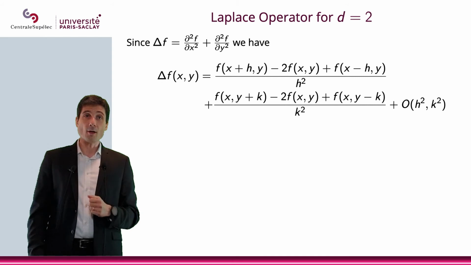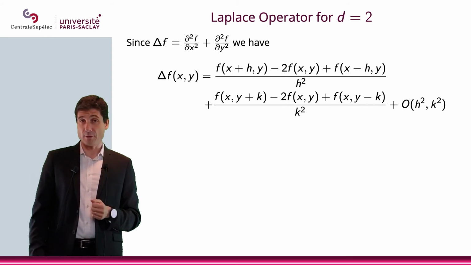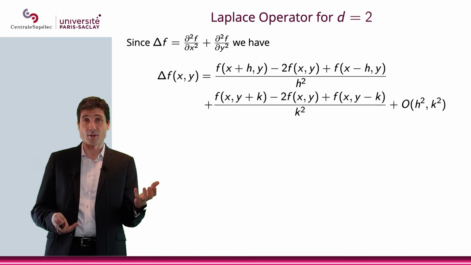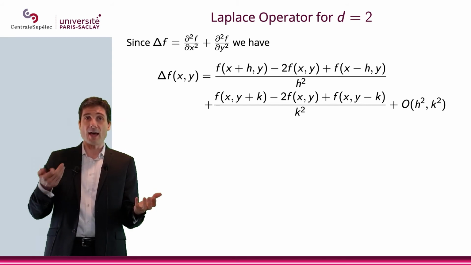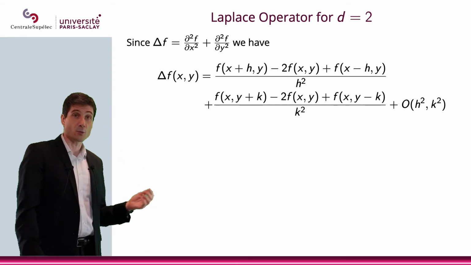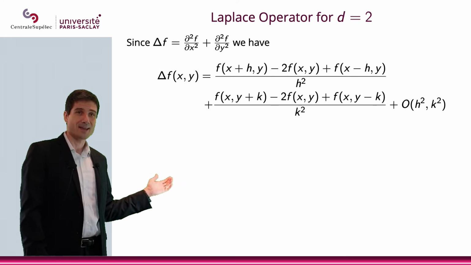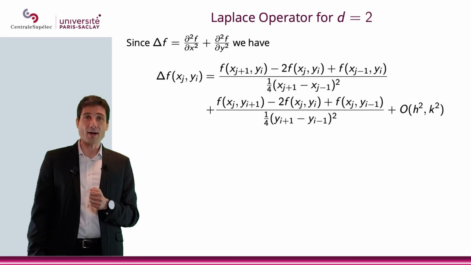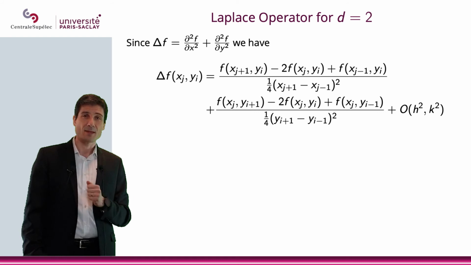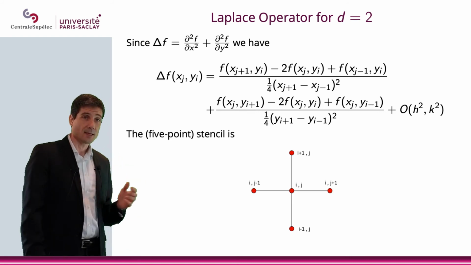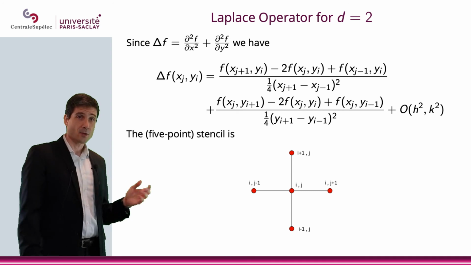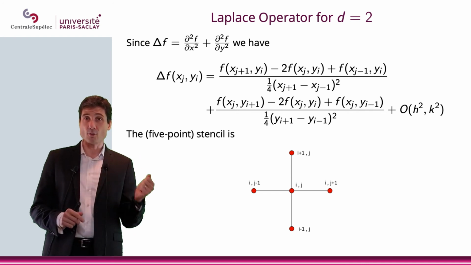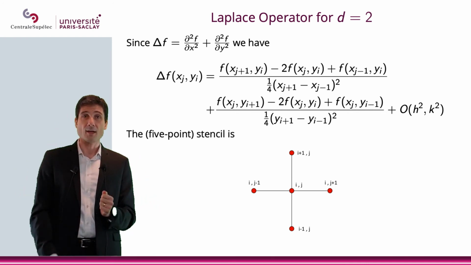Now, if we wanted to approximate the Laplace operator, then obviously you need to approximate the second derivative with respect to x and the second derivative with respect to y. So here is what you get. I just put the second derivative with respect to x and the second derivative with respect to y. What I have, therefore, is this, right? Which means that the stencil is what we call the 5-point stencil, which is basically the point that you're considering, i j, and the one to the left, the one to the right, the one above, and the one below.